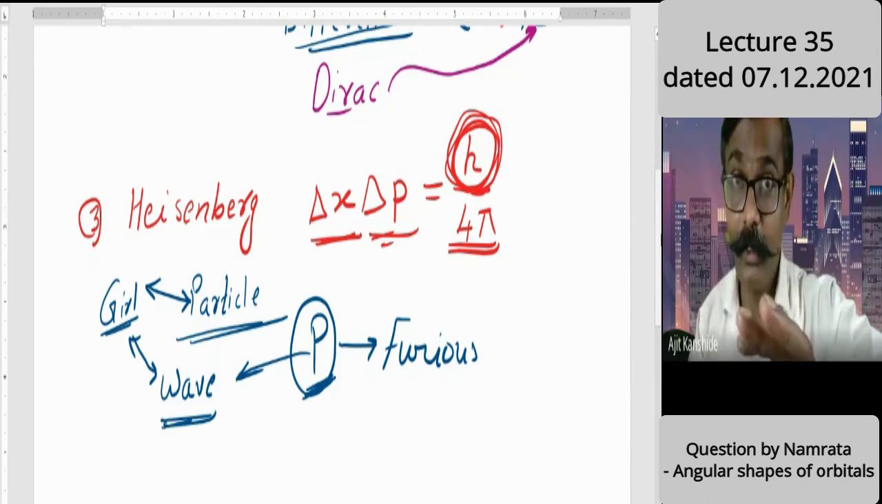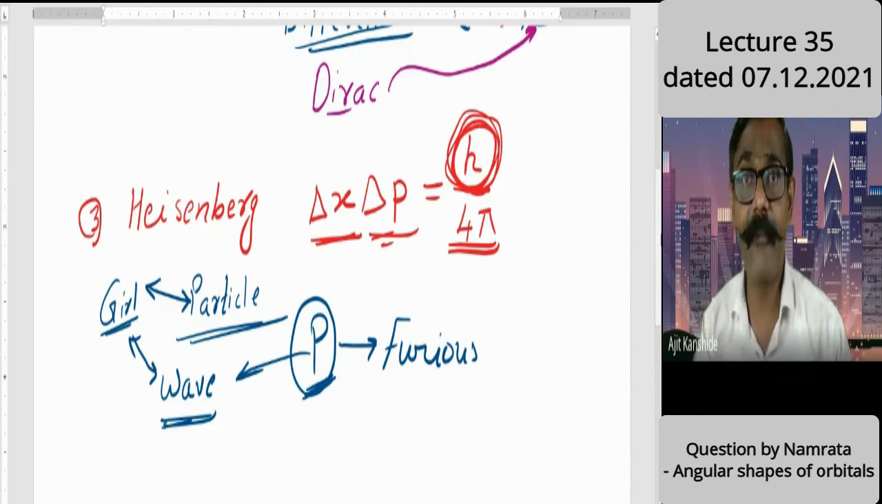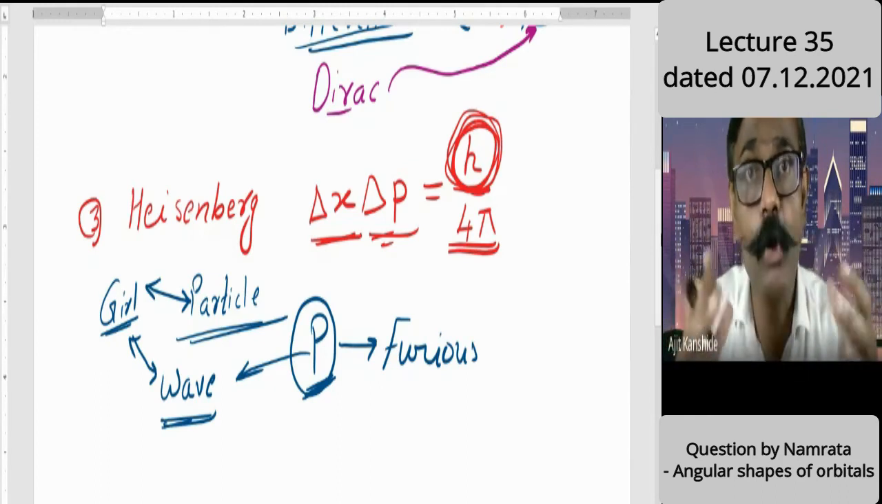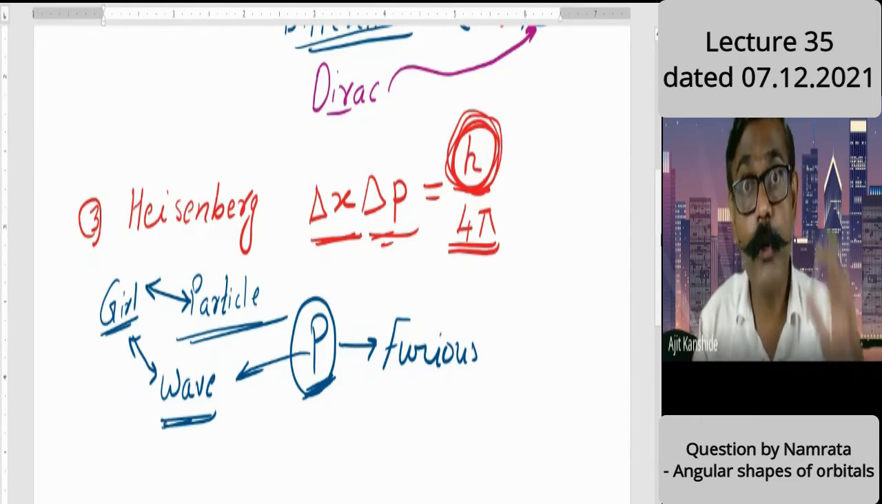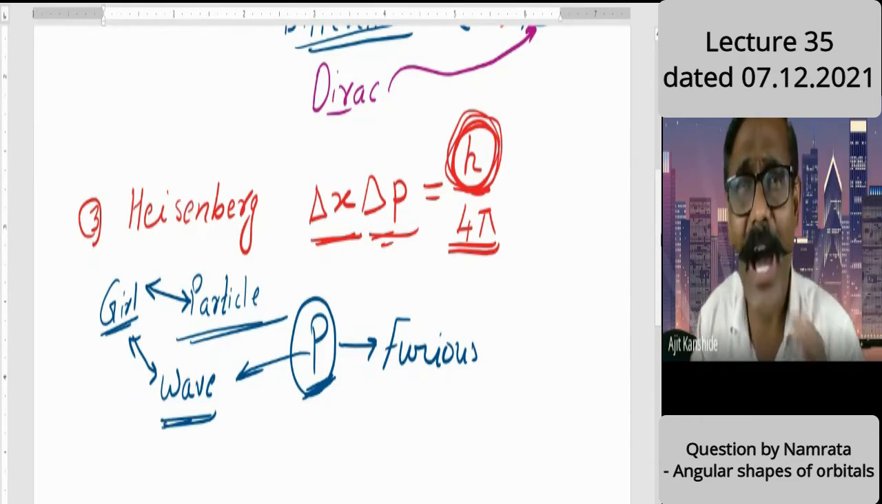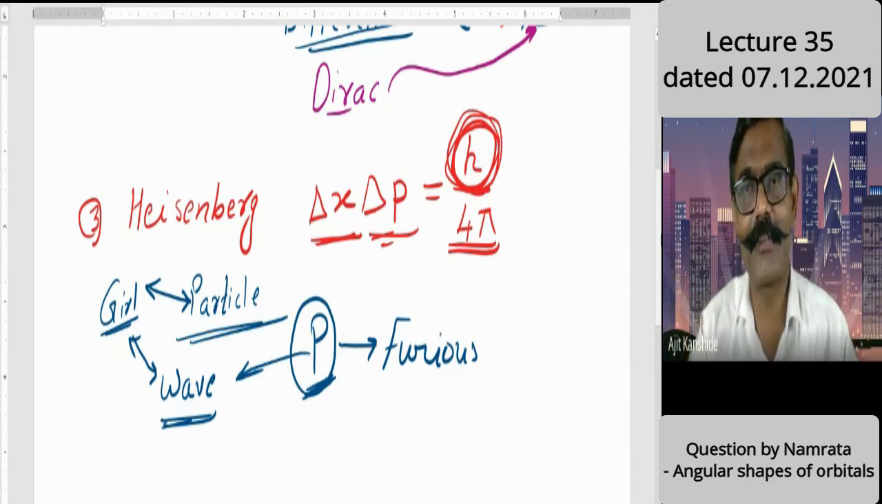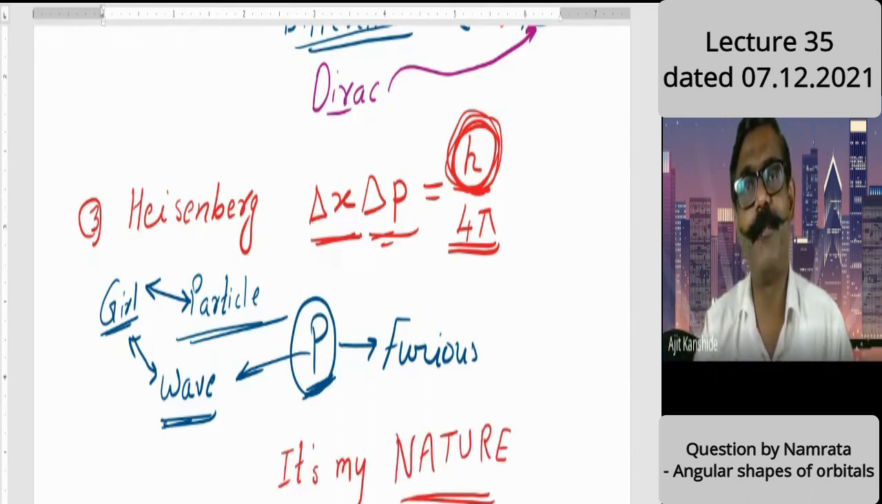Particle asks the girl, "Why are you behaving likewise? I thought that you are with good rapport with me and me only. But I realized you're with rapport with the wave also. Who are you exactly? What is your intention?" The girl simply answers, "It's my nature."